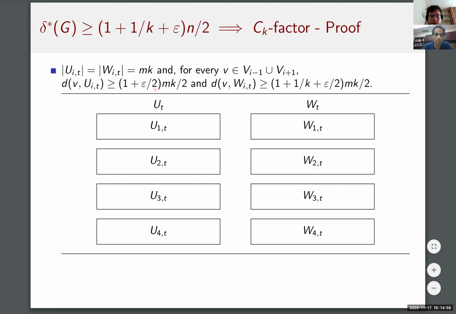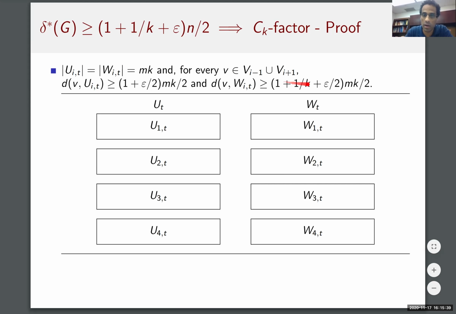This is 1 plus epsilon over 2 times MK over 2. So MK over 2 is half. I didn't say, remember that each one of these has MK vertices, each part as it intersects UT. And likewise here we have MK vertices in each one in WT as it intersects each one of the parts. Each one has MK vertices. So all of the vertices that are relevant will have a little bit more than half. It will be adjacent to a little bit more than half of the vertices here.